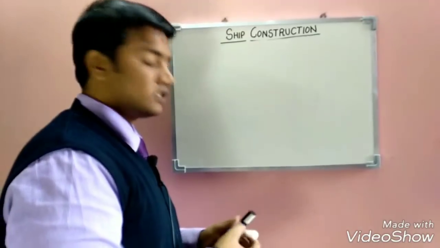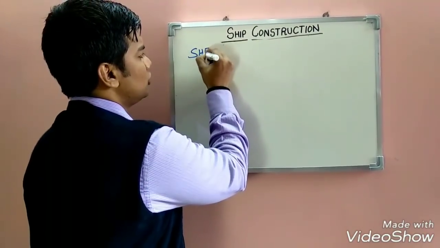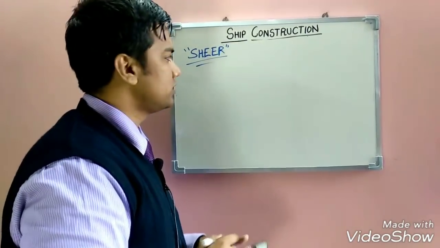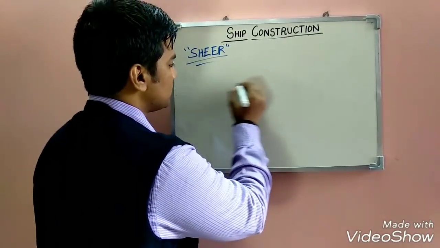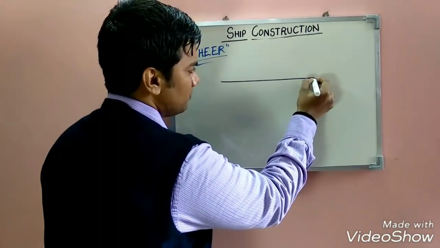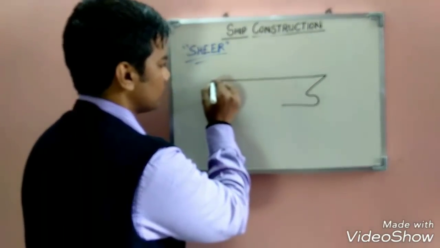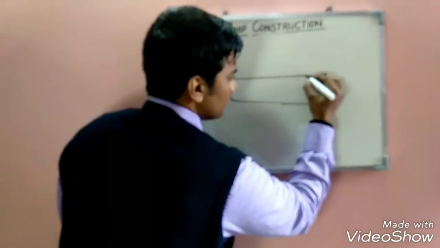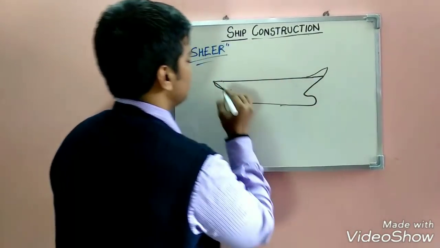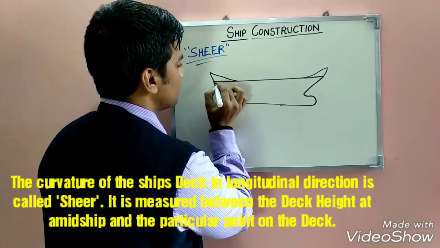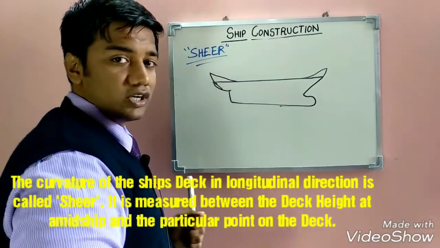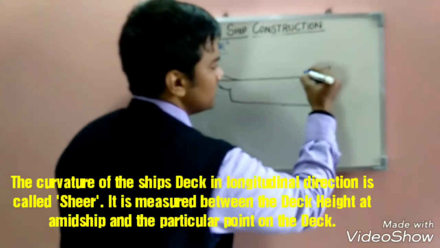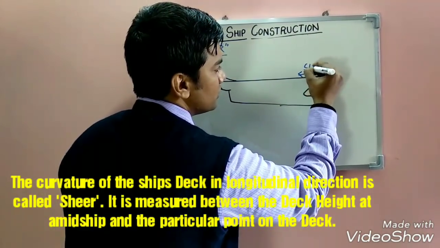So, our next definition is shear. Now, shear is a very important definition and quite regularly asked by surveyors for second materials under function 3. Now, let's see what this is. As we all know, this is the ship. Some ships have construction in this way. Now, what is shear? Shear is the curvature of the deck in the longitudinal direction. So, this is what shear is.